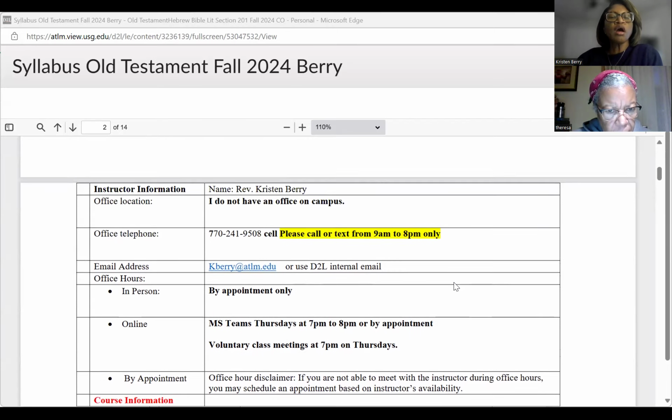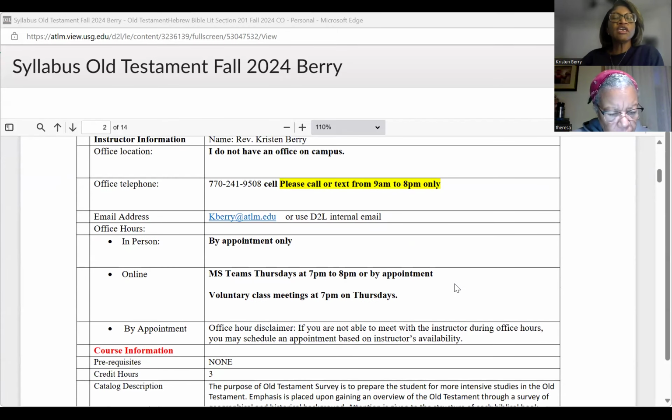All right, so for our syllabus, if you need to get in touch with me, please take down my number, 770-241-9508. That's my personal cell. It's not an office. I don't have an office. I work full-time during the day for the city of Atlanta. So this is my phone, and you are able to call me or text me. I got a family and a job, so try to do it from 9 to 8 p.m., okay? If you want to email me, that's fine. Email all day long, all night.